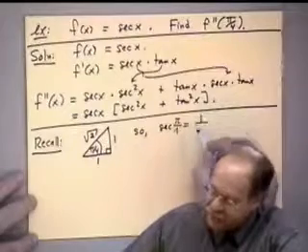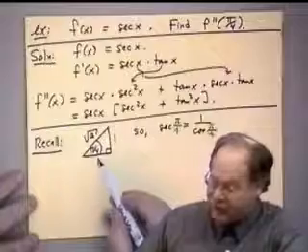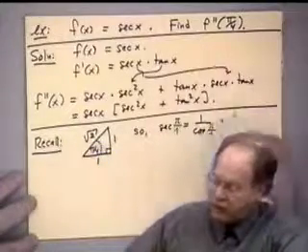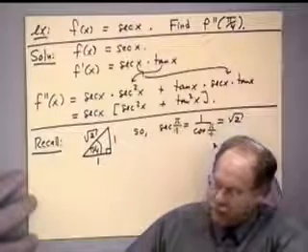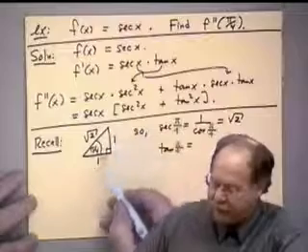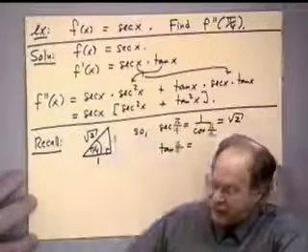I remember that the secant is 1 over cosine, and cosine is one of the ones I remember as the adjacent over the hypotenuse. So the cosine is 1 over square root of 2, which makes the secant square root of 2. Likewise, I remember that the tangent is the opposite over the adjacent, or the sine over the cosine, and in that case, I'm going to get 1.